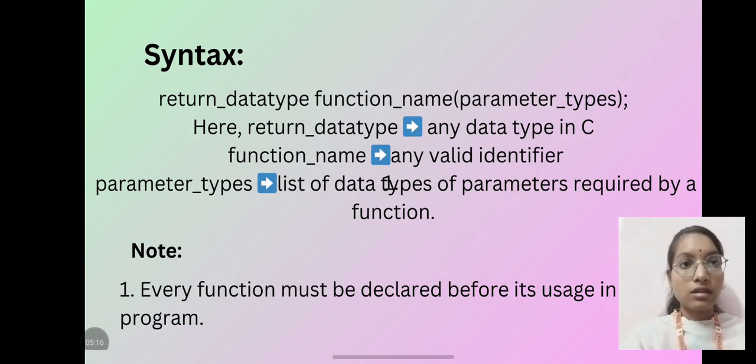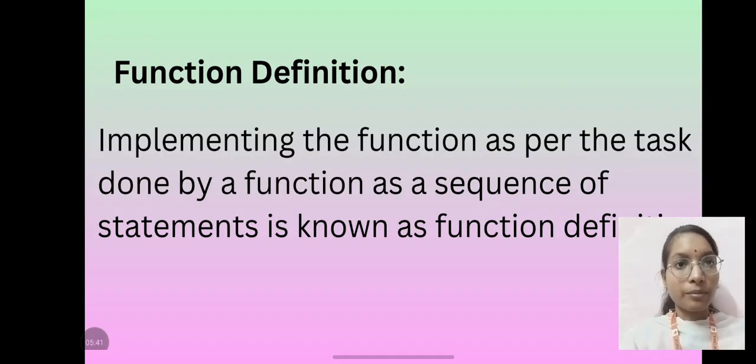Next, this is the syntax of function declaration: return data type, function name, parameter types. Here, return data type is any data type in C. Function name is any valid identifier. Parameter types is a list of data types of parameters required by the function. Note, every function must be declared before its use in a program.